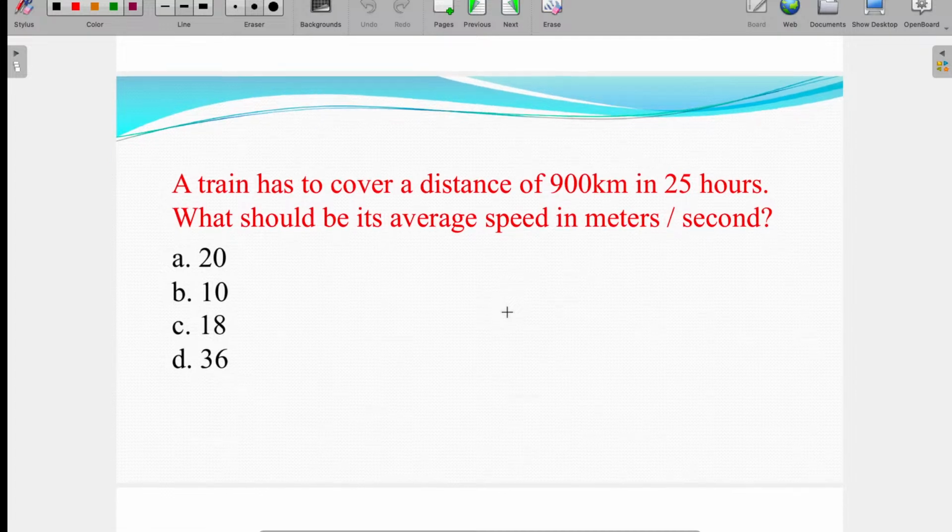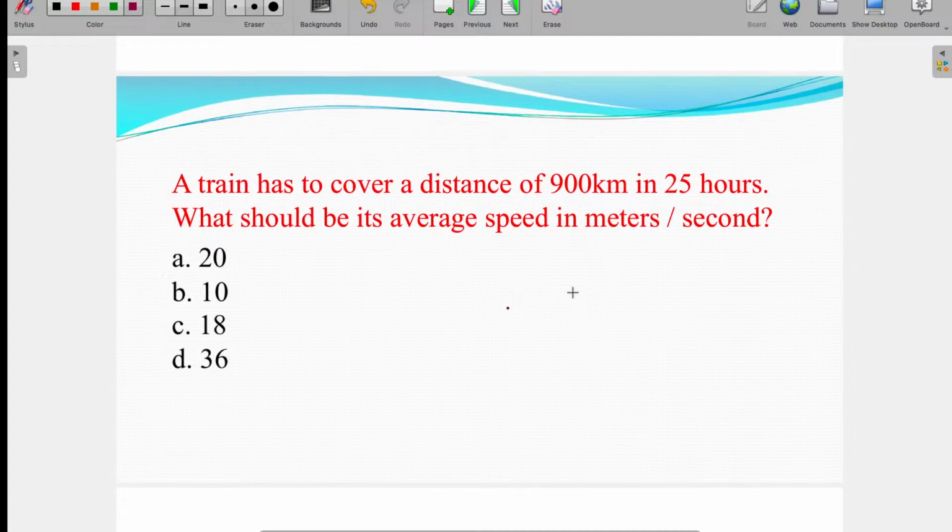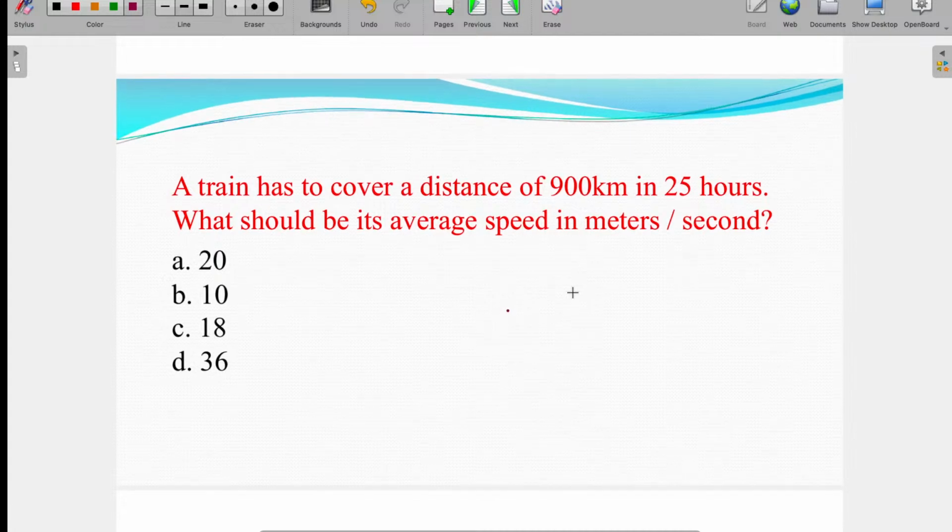See this now. See this. First question. A train has to cover a distance of 900 km in 25 hours. What should be its average speed in meter per second? I want to find out, so I need to find out speed. Speed is equal to distance by time. Distance is 900 km divided by 25 hours.